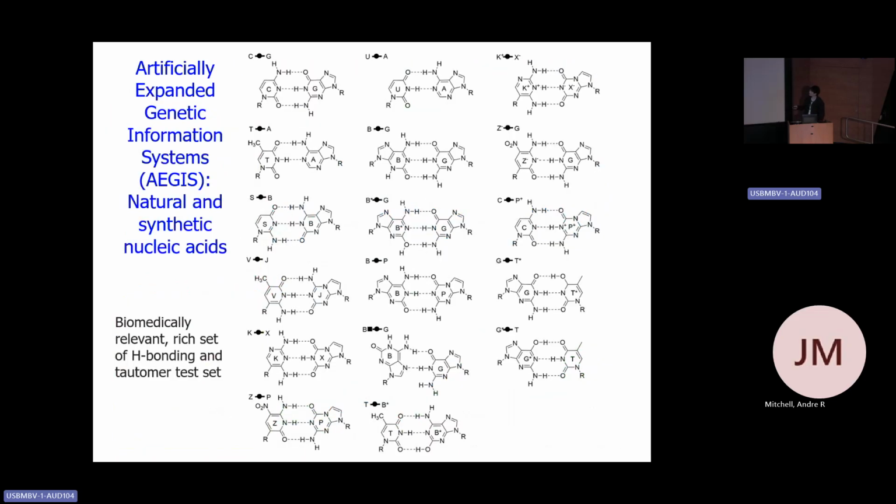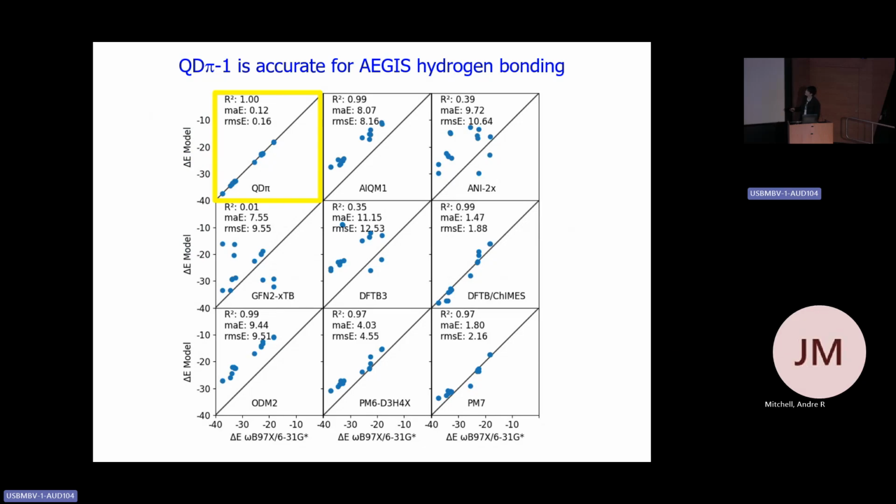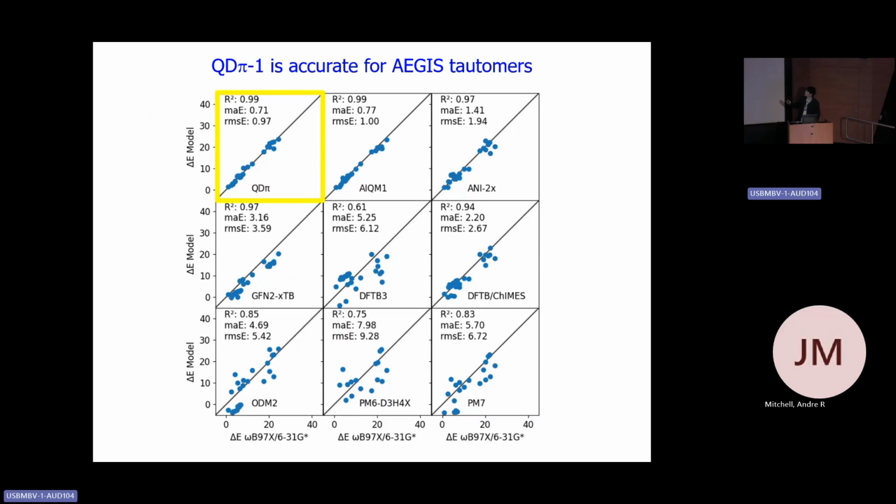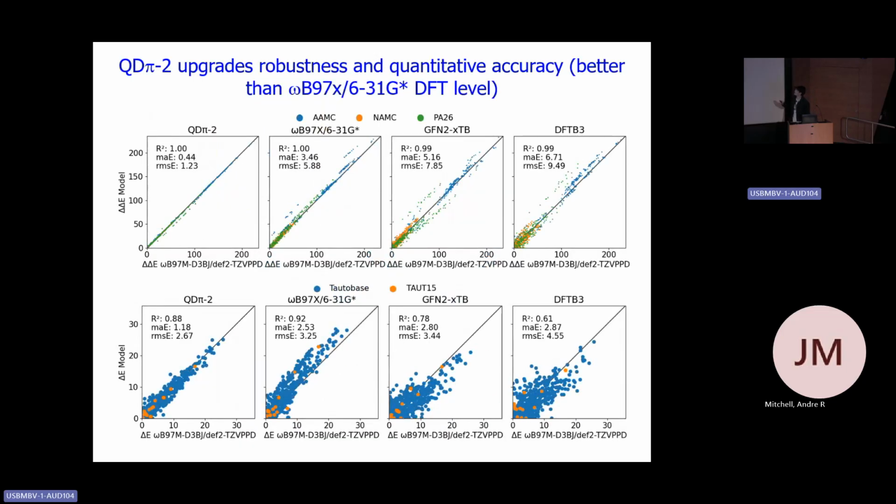And for another set of the ages, which includes natural and synthetic nucleic acids, where hydrogen bonding pairs will be formed, and also each kind of nucleic acid will have different polymers. QT-Pi is also accurate for these hydrogen bonding predictions and corrections, and also accurate for the ages polymerizations. And QT-Pi upgrades the robustness and the quantitative accuracy level.